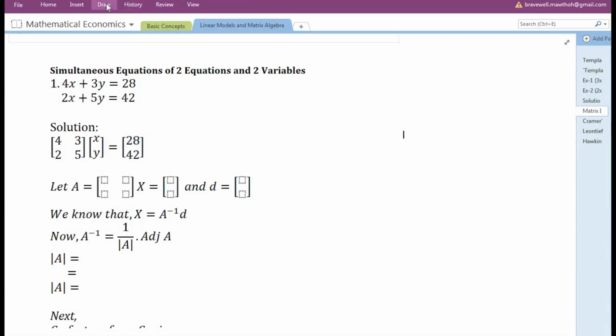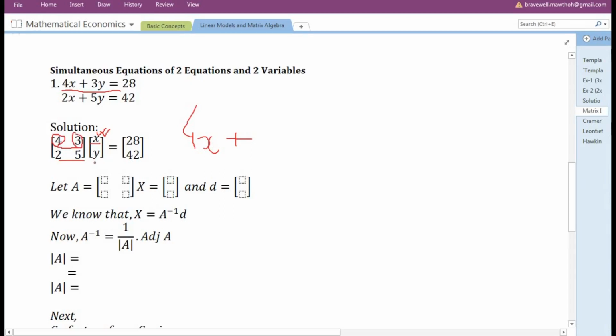Now we can see that if we multiply the first row with this vector, we will get the first equation. If you multiply the second row with the variable vector, we will get the second equation. 4 times x plus 3 times y is equal to 28.